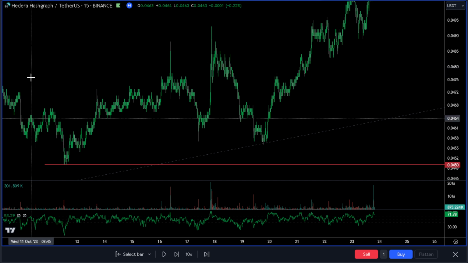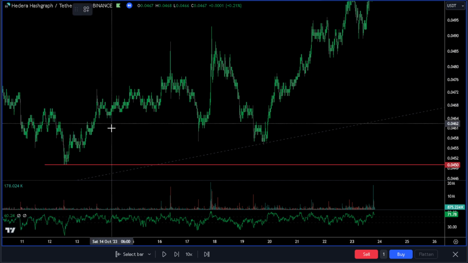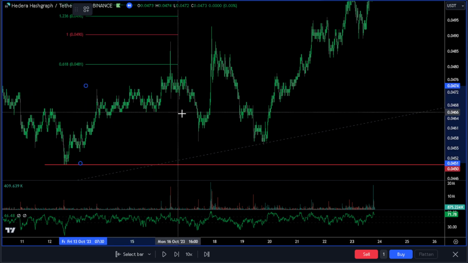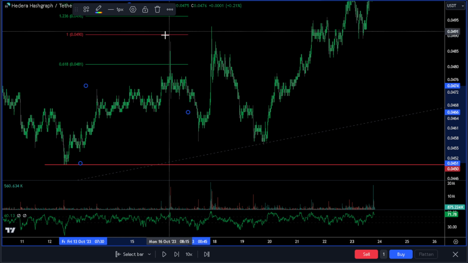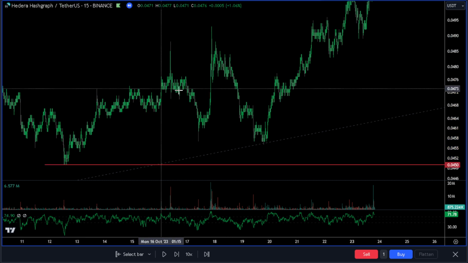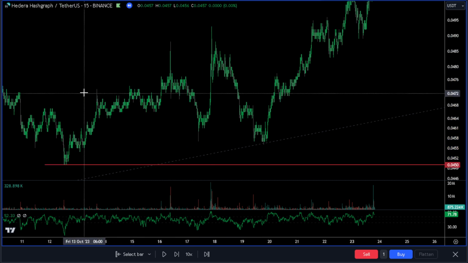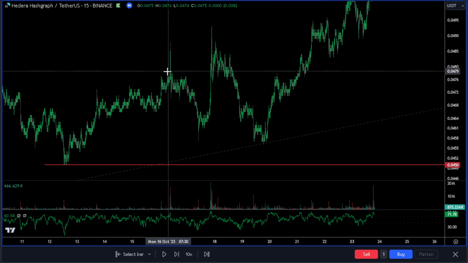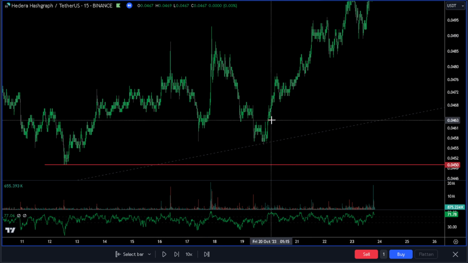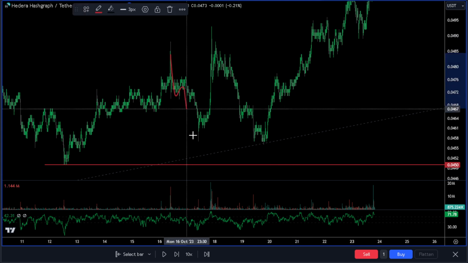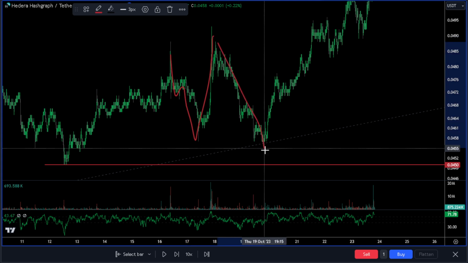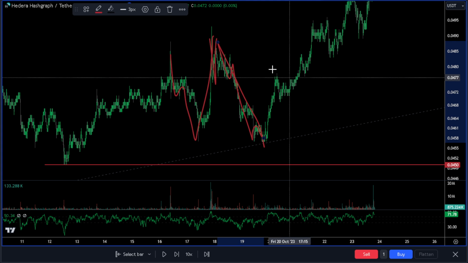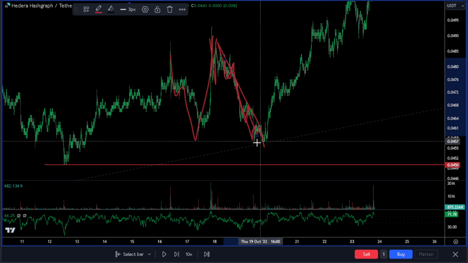Even our extensions came between the 618 and the 1-to-1 of the entire move. Very ugly, very, very ugly. This could also be a running flat here. Yeah, that's possible as well. But you can see this ugly move. 3, 3, most likely 5. 1, 2, 3, 4, 5 for a third, fourth, 5.